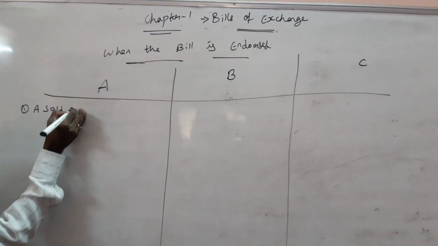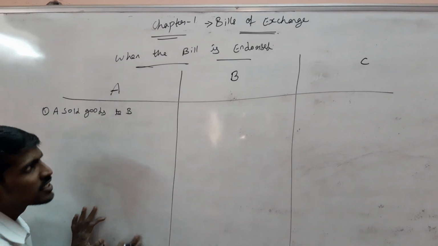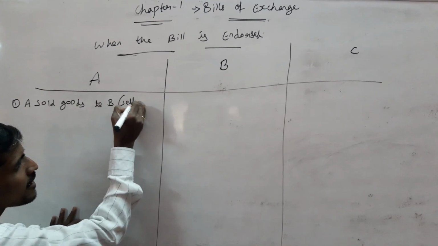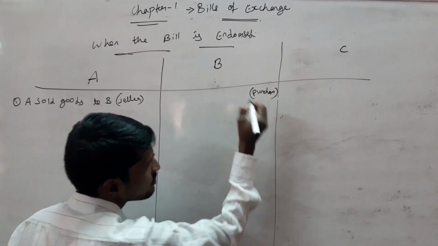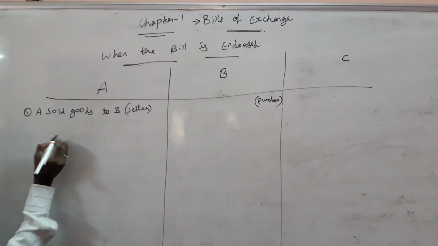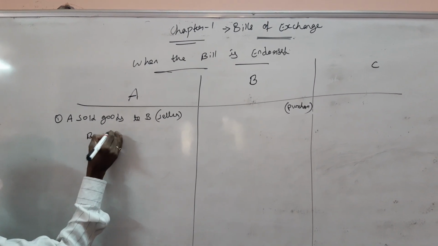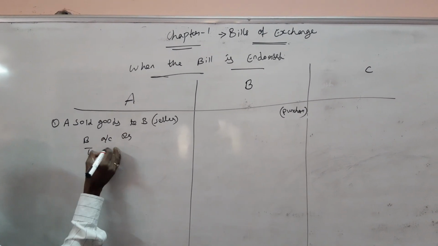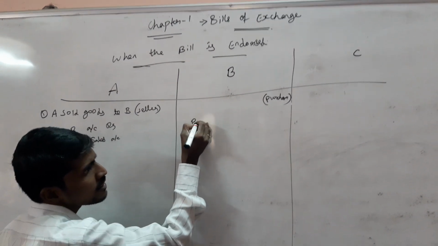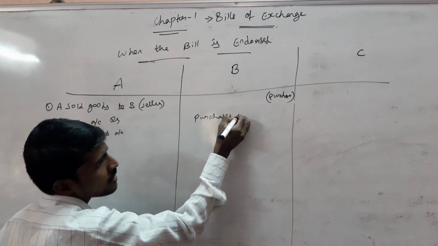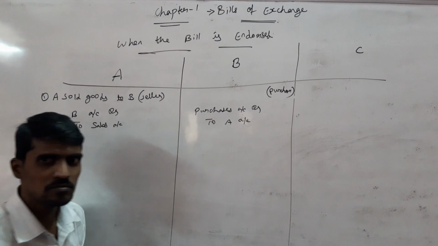A sold goods to B. So here he will be the seller and he will be the purchaser in this transaction. So what will be the journal entry? A sold goods to B. So B account debit to sales account. Here purchaser's account debit to A account. This will be the transaction.